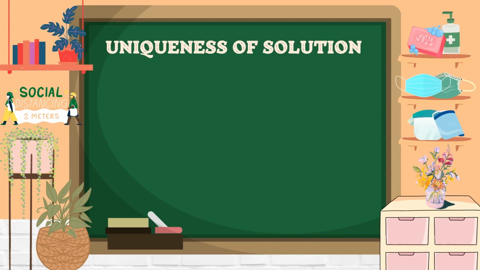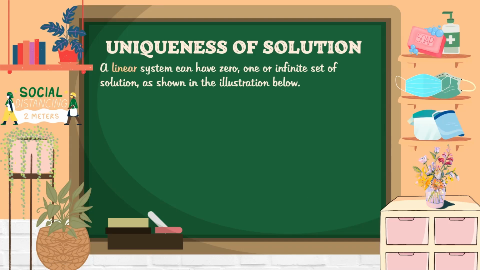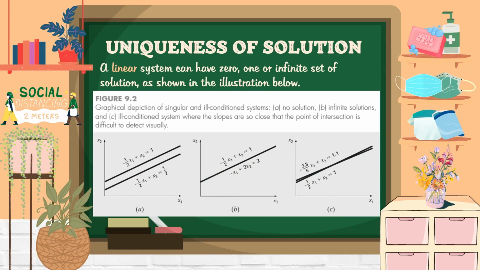Under uniqueness of solution, a linear system can have 0, 1, or an infinite set of solutions, as shown in the illustration below. For our figure 9.2, we have the graphical depiction of singular and ill-conditioned systems. The previous example in our graphical method is an example of a linear system with one solution. Figure 9.2 depicts three cases that can pose problems when solving sets of linear equations.